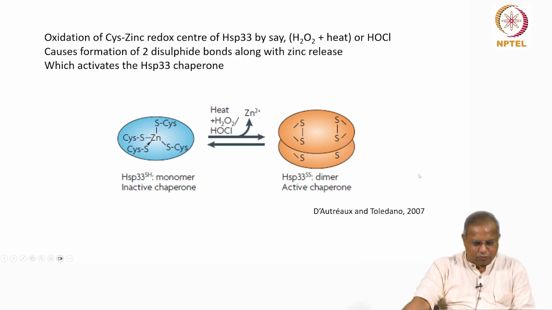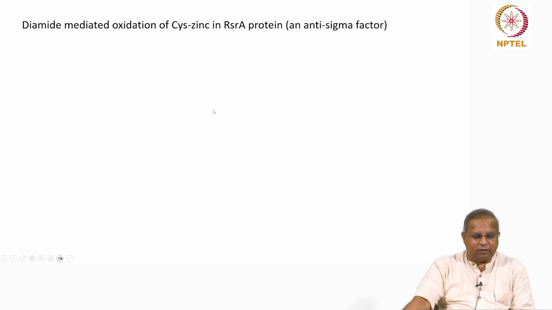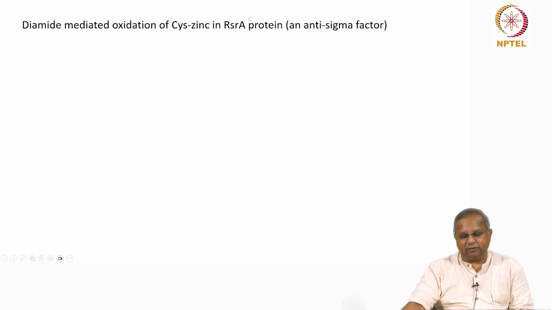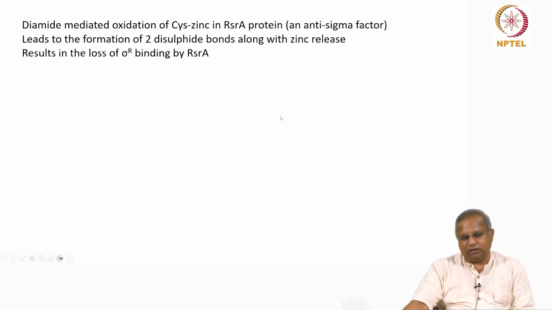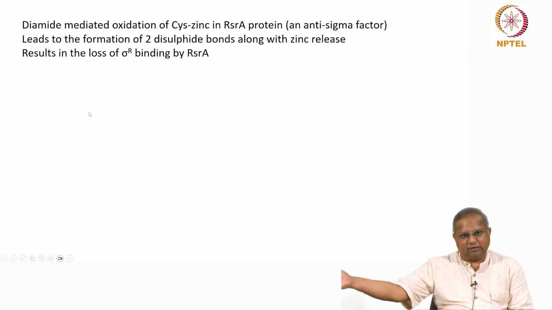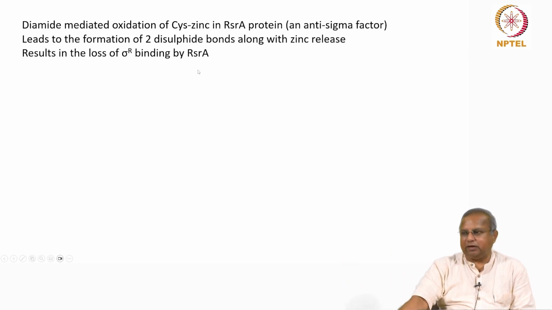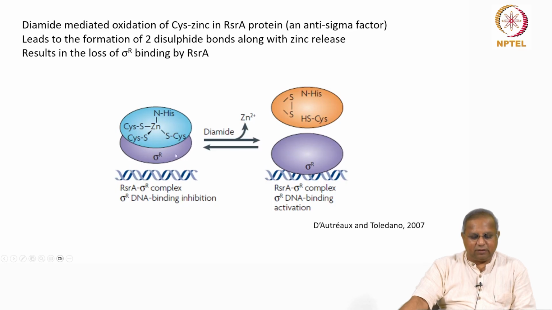I think there's one more related example in bacteria. We're still in bacteria. Diamide-mediated oxidation of cysteine zinc in the RsrA protein. It's an anti-sigma factor, RsrA. This leads to formation of two disulfide bonds along with zinc release, similar to the earlier case, which results in a loss of sigma R binding by RsrA, right? And this is what results.